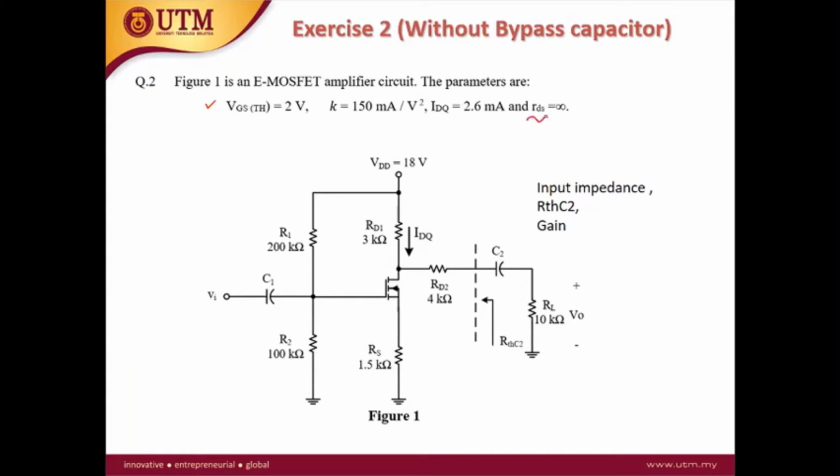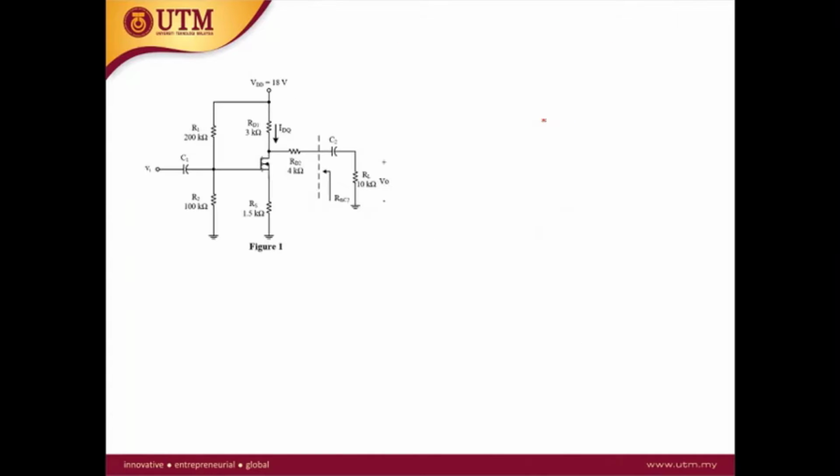So when small rds is equal to infinity, no need to include the small rds in the AC equivalent circuit. Okay, so the first step to do the AC analysis is to draw the mid-band equivalent circuit.